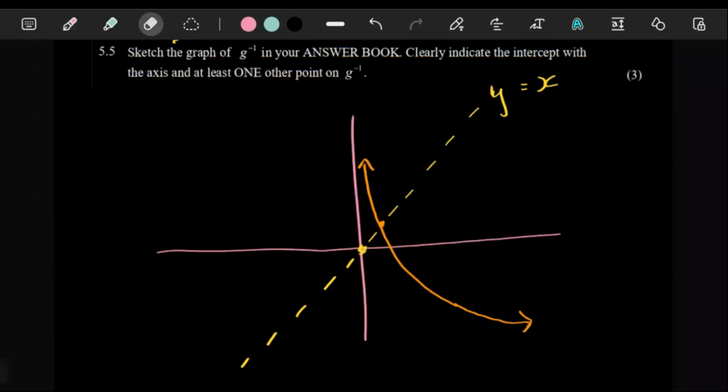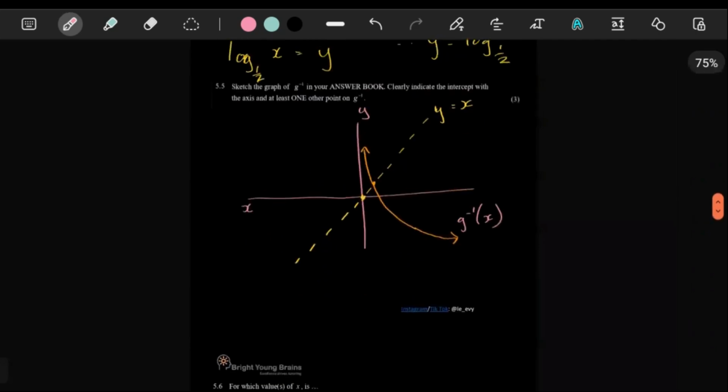So it's something you can always do for yourself. And then we can just label the inverse, g negative 1 x. And then you'll get yourself 3 good marks. Label the x-axis, label the y-axis. And then, yeah, life is good.